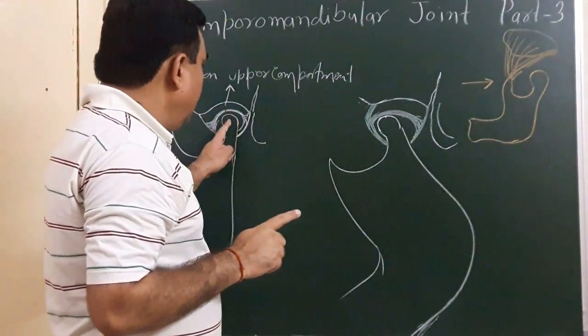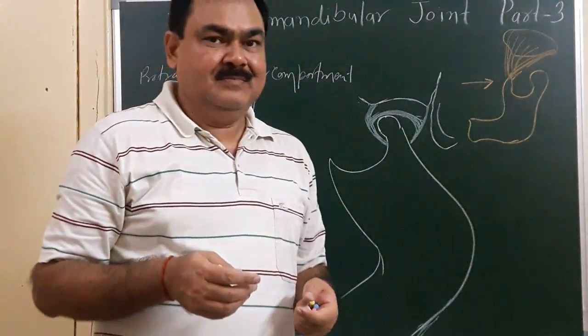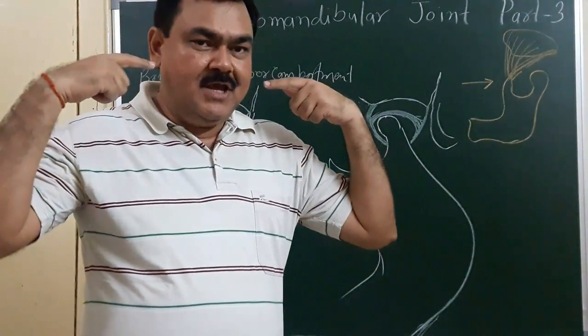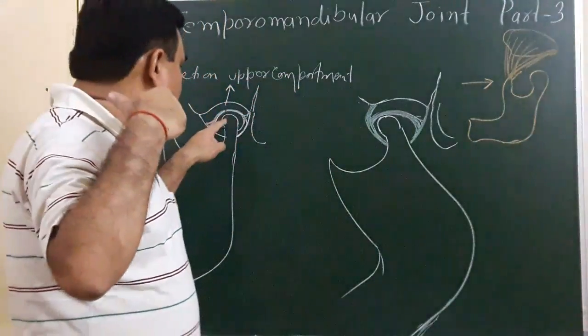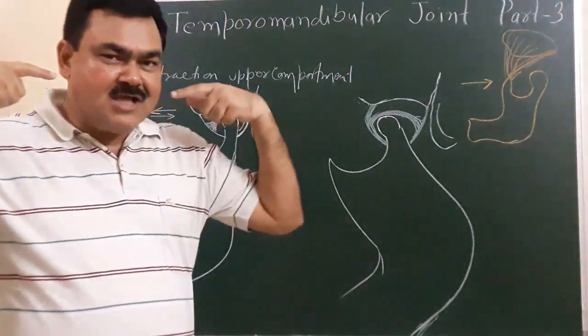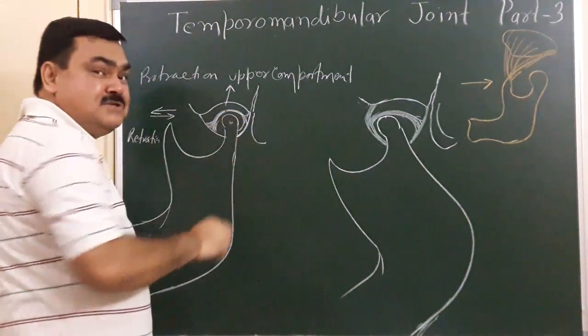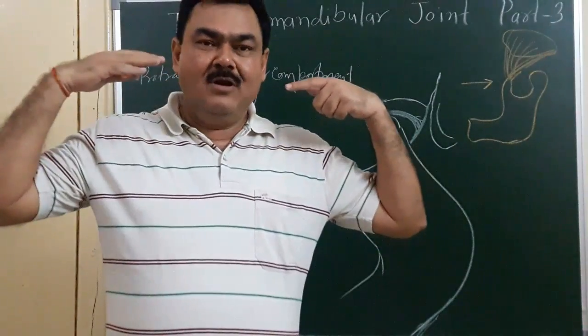So in case of opening of the mouth, in the initial stage of opening of the mouth, movement occurs in the lower compartment around the transverse axis. Around the transverse axis, the movement is like a hinge. It slightly depresses the mandible.